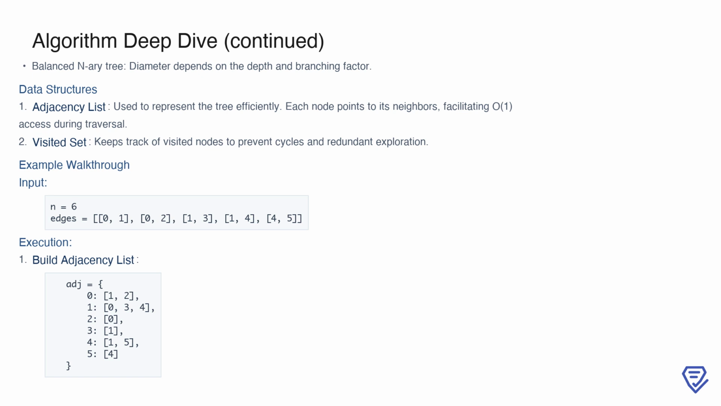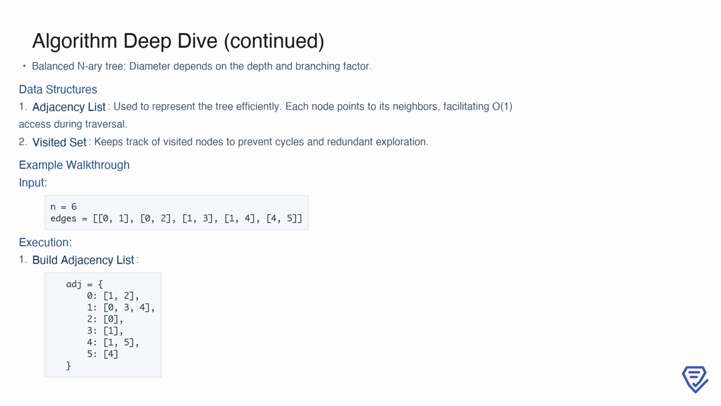To efficiently represent the input, we use an adjacency list, where each node points to its neighbors. This structure allows constant time access during traversal. We also maintain a visited set, which prevents revisiting nodes and ensures we only process each node once.